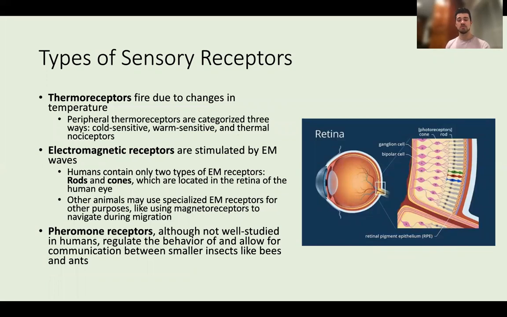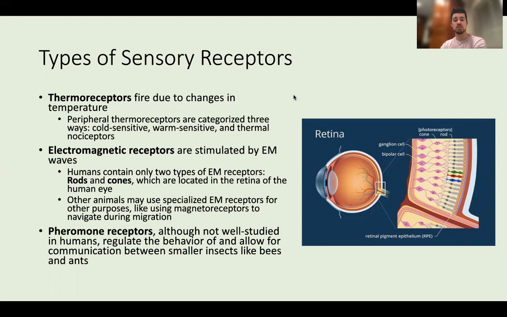Obviously cold and warm sensitive are going to detect those specific temperatures, and then thermal nociceptors are those that detect pain from temperature. So at a certain point, when the temperature gets too hot, the thermal nociceptor will fire and it'll transmit a heat pain signal to the brain.